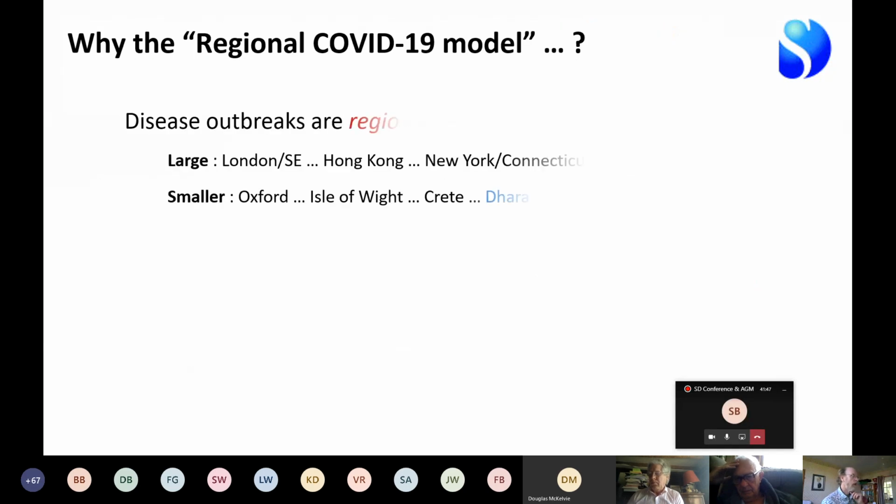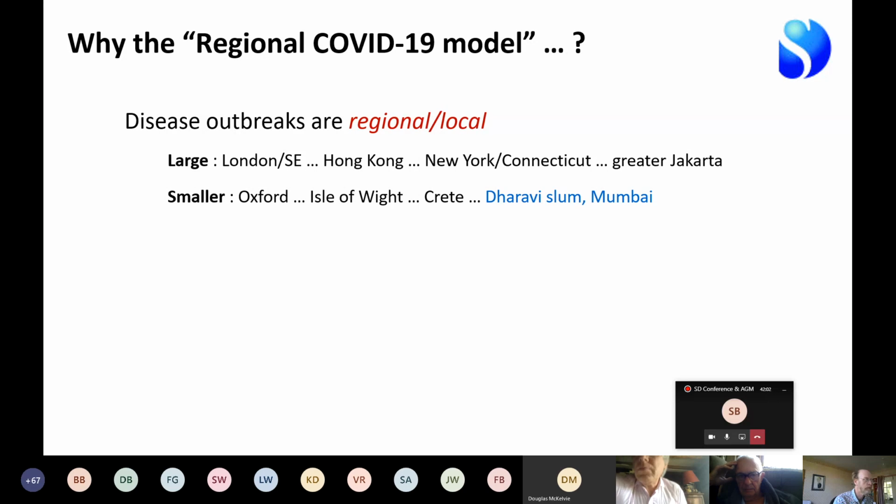The basic principle then is that disease outbreaks are fundamentally regional and local in nature. London and the southeast is fundamentally different from Oxford and fundamentally different from Cornwall and it's fundamentally different from Norfolk. We've got the four nations, the United Kingdom, making up their own policies. But actually, there's much more similarity between London and Glasgow and Cardiff and Belfast than there is differences. And there's much more difference between London and Oxford than there is between London and Glasgow.